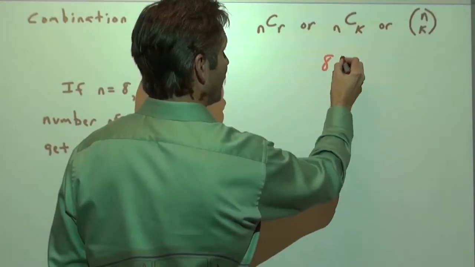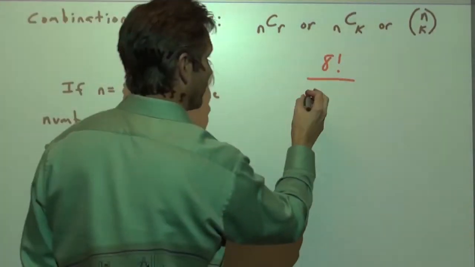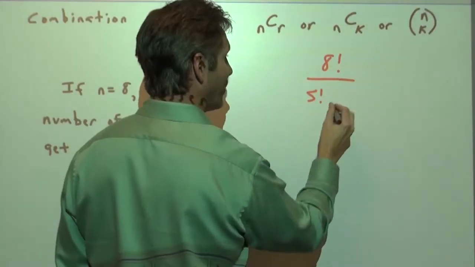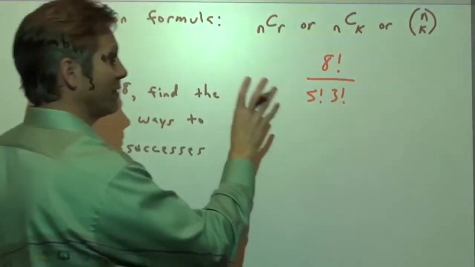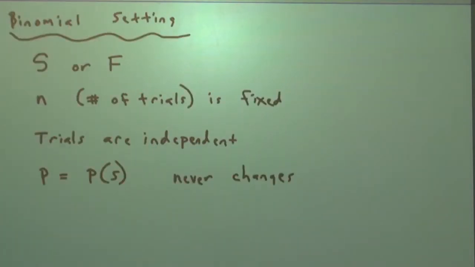Well, recall we said that you take 8 factorial and then divide it by 8 minus the number of successes, which would be 5 failures, and 3 successes, and that would be it. That would be how you would find the number of combinations. We can go back and look at the notes from the other day for more of an explanation of that, but I just want to remind ourselves that that's how we get the number of combinations.